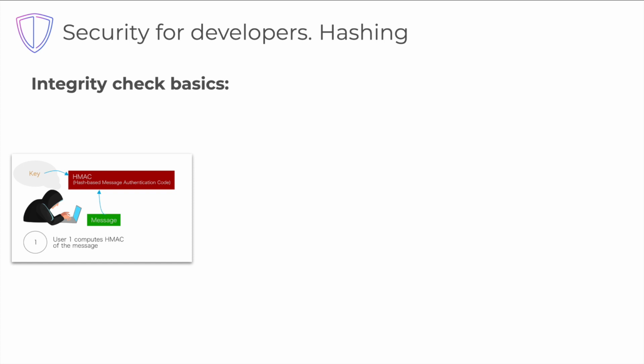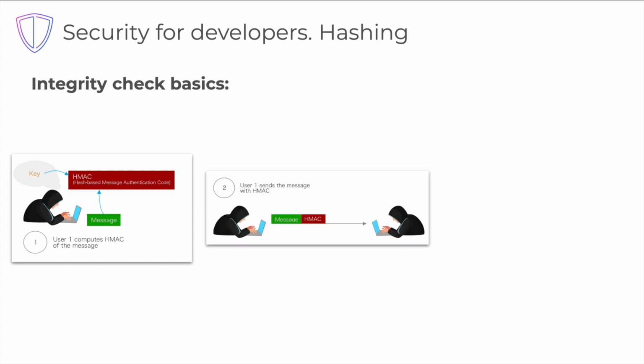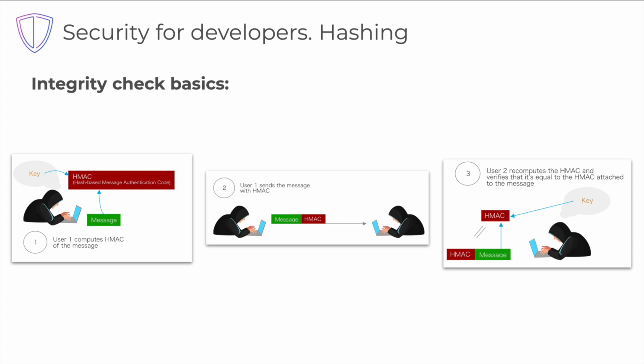Let's have a look at the basics of integrity verification using hash functions. Let's say that user 1 wants to send data to user 2. They both know the same key, so they can collect a hash from the message and check its integrity. After user 1 has collected a hash from mixing the message with a secret, they send the data to user 2. User 2 receives a message with a hash and collects their own one based on the message itself and the key known to both users. And if the two hashes match each other, that means the message is not a fake.